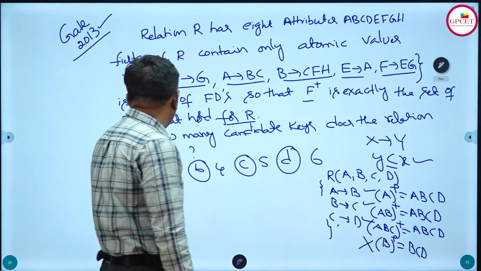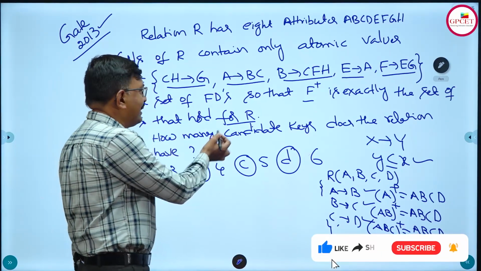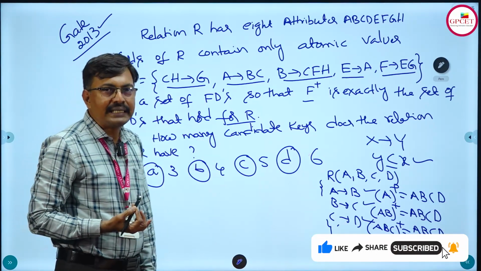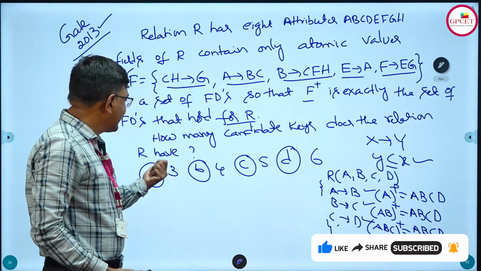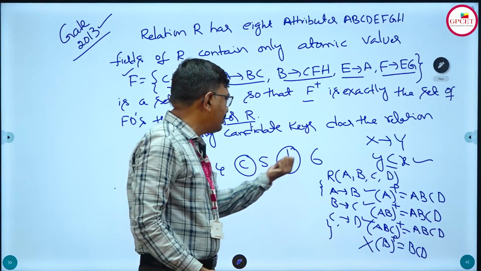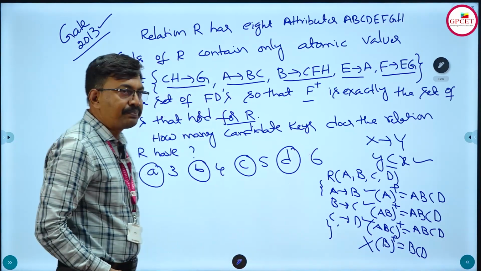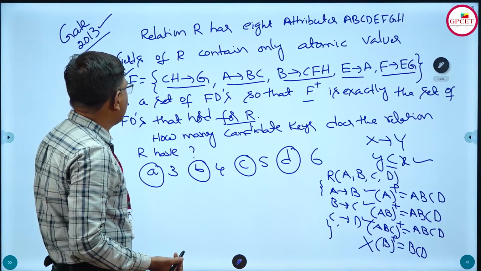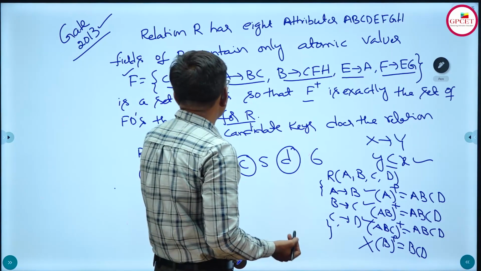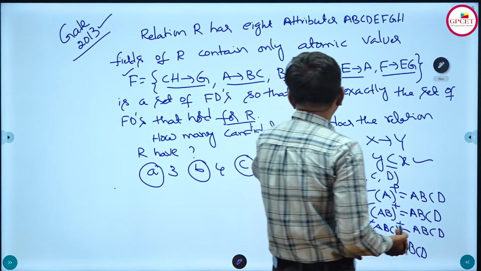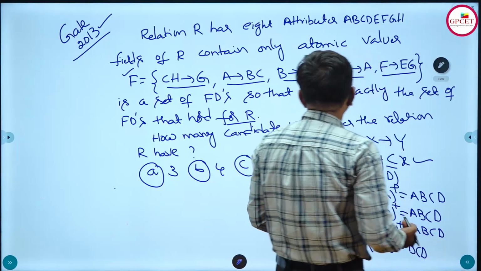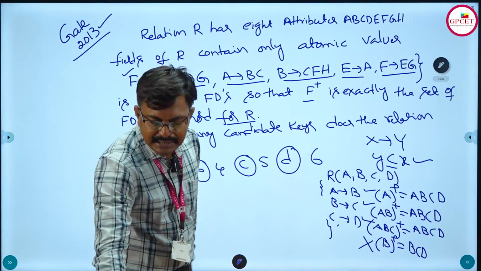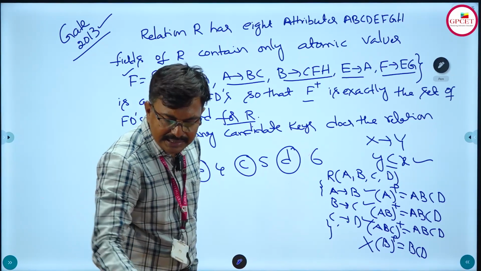What is the actual question? How many candidate keys does the relation R have? According to the options: 3 candidate keys, 4 candidate keys, 5 candidate keys, or 6 candidate keys. Based on the question, observe here: CH tends to G, AB tends to G, B tends to CH, E tends to A, and F tends to E, G. Okay, observe the following things.